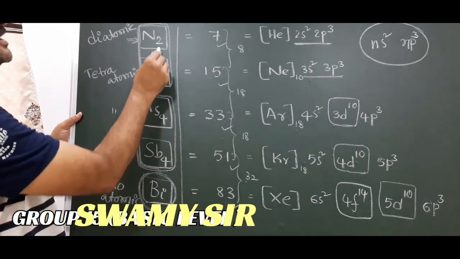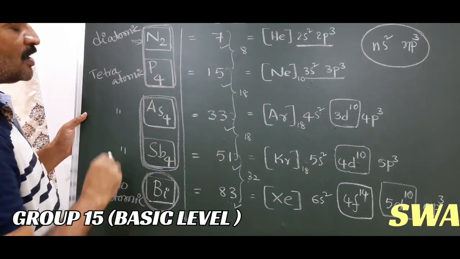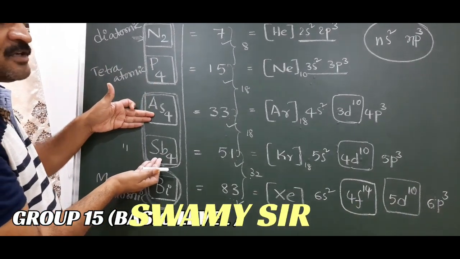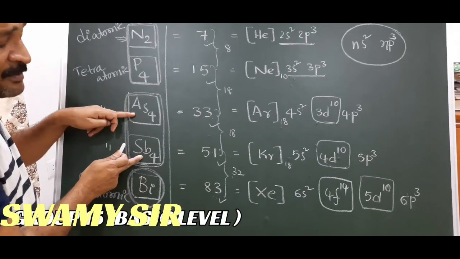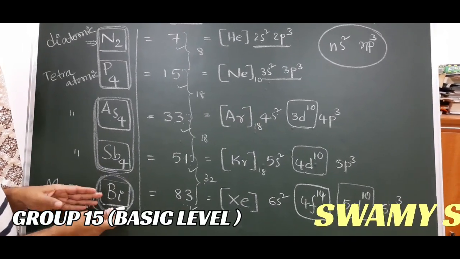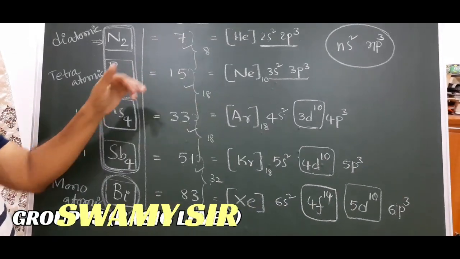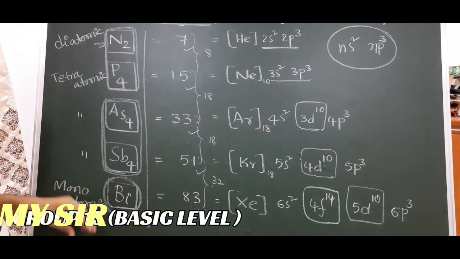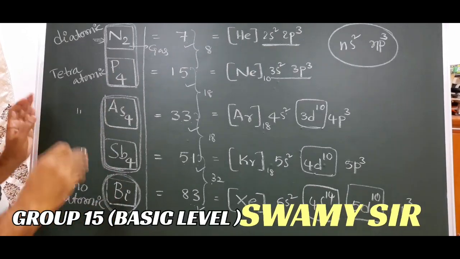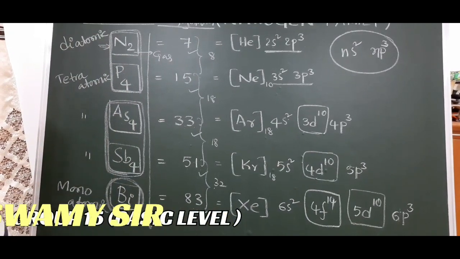On the basis of that point, N2 and P4 are non-metals. As the size increases, their non-metallic character decreases and they acquire both metallic and non-metallic character. That means they behave as semi-metals or metalloids, and bismuth has a large size, so it will exist as a metal. This is the brief about the electronic configuration and their physical states. Nitrogen will exist as a gas, students. The remaining all exist as solids.